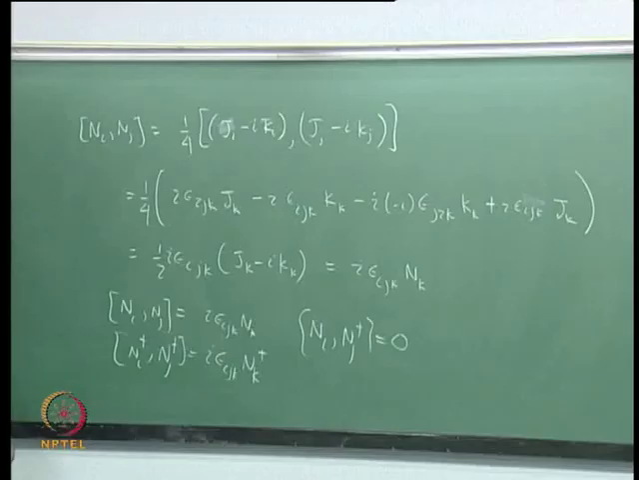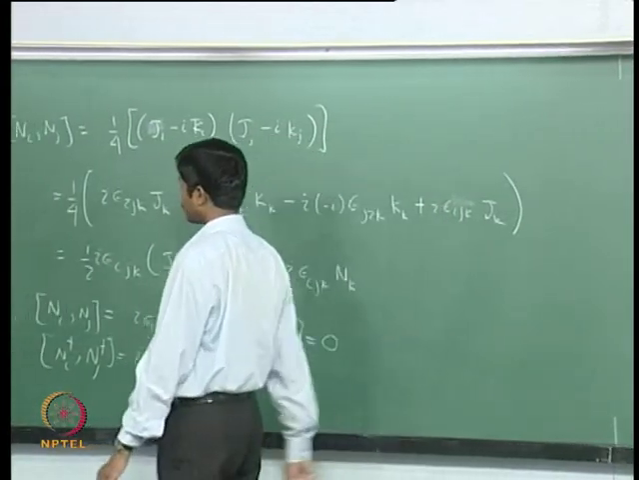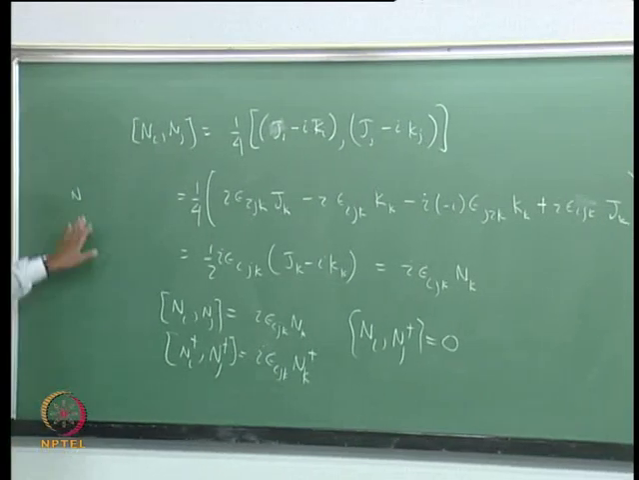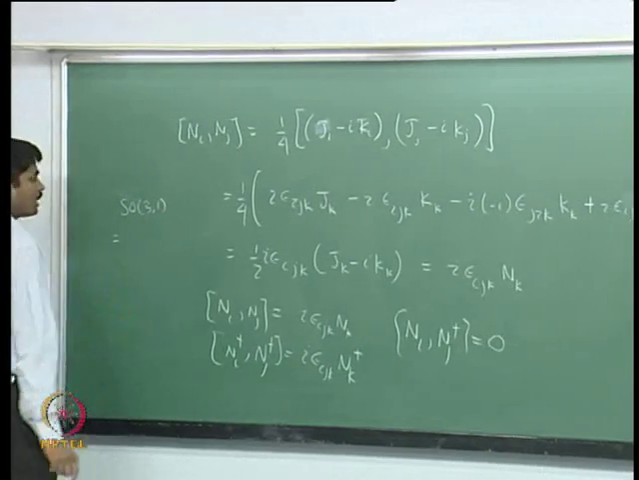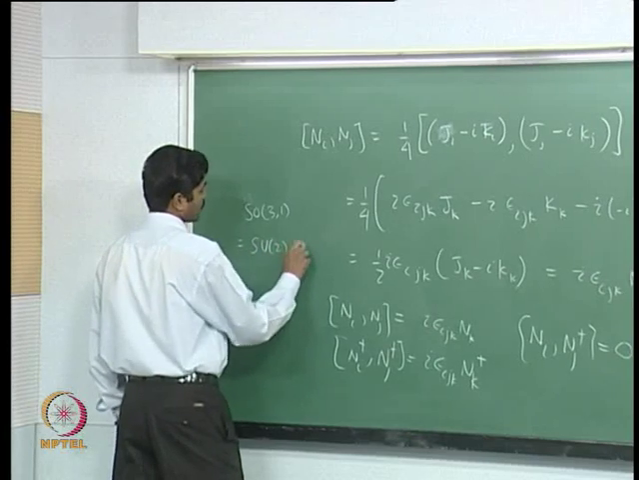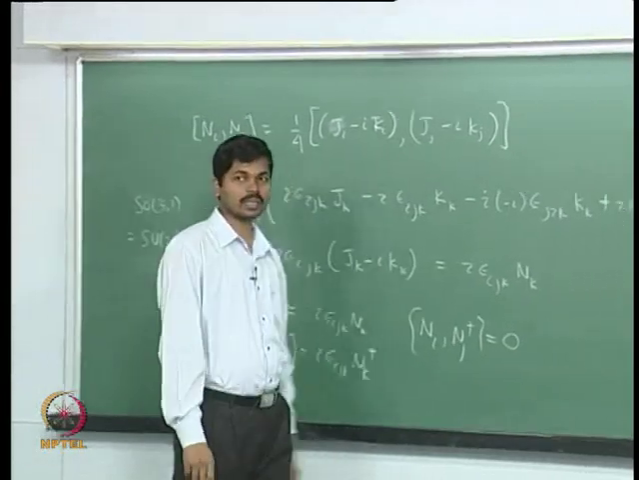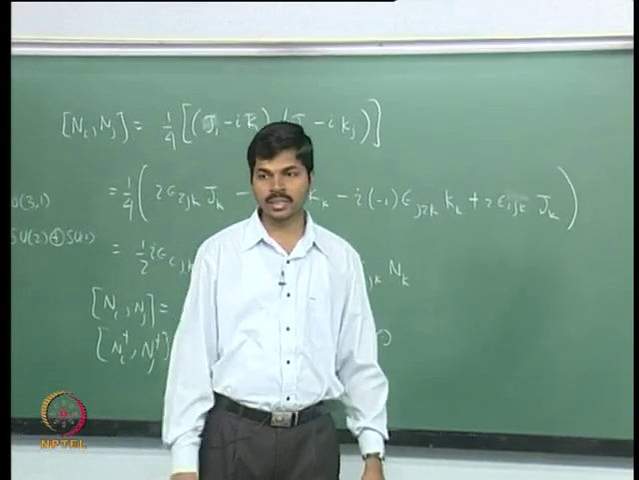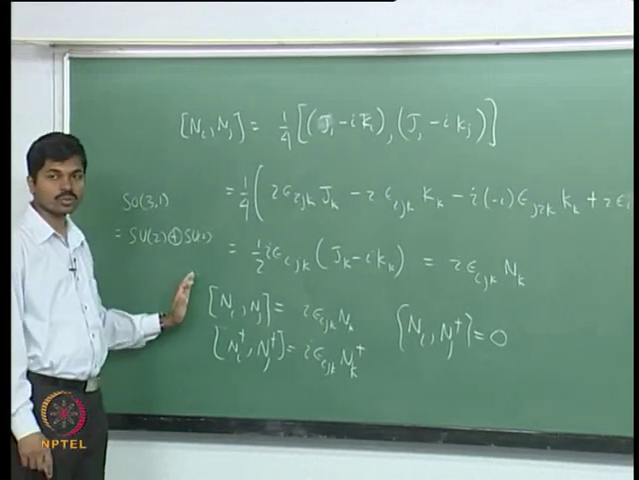So what we have seen by this very simple calculation is that the SO(3,1) algebra is nothing but just two copies of the SU(2) algebra. It is just the direct sum of SU(2) plus SU(2). One of them I will call SU(2) left, and the other one I will call SU(2) right. And you know all about irreducible representations of SU(2).